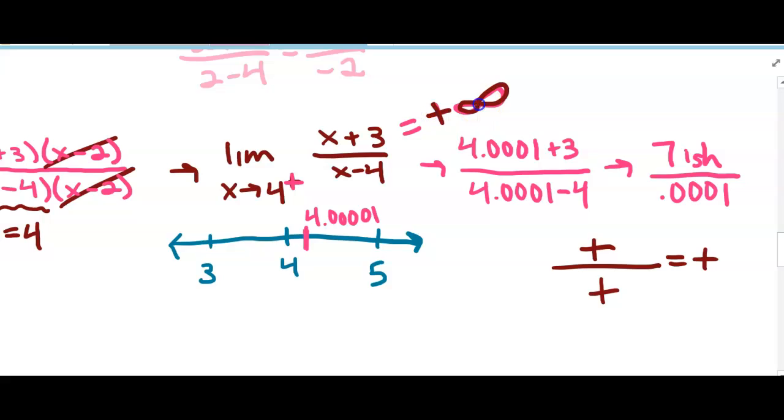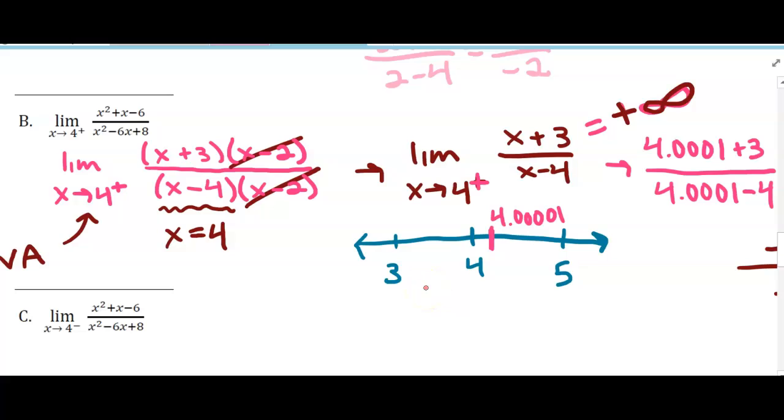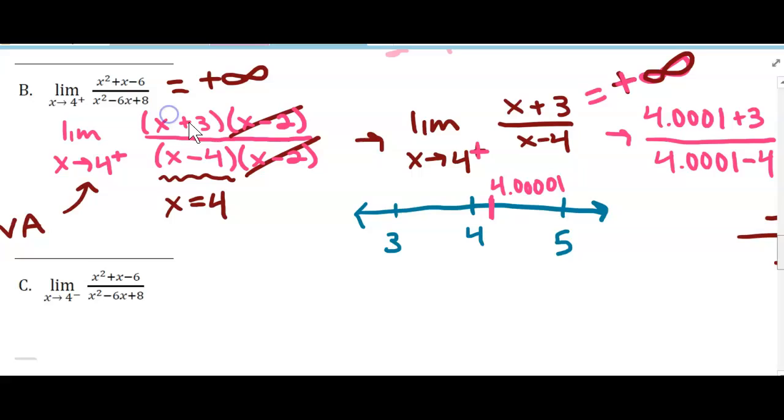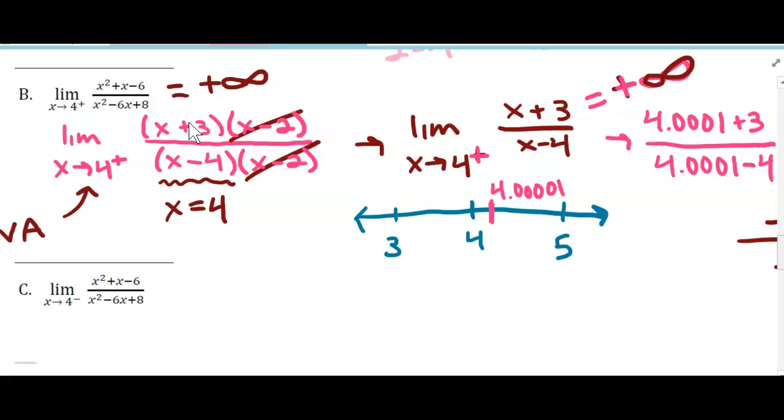And that would be my limit. If I'm looking at letter C, again, I have the exact same rational function. This time I'm approaching an x value of 4 from the left. Well, based on the work we've already done, we already know that there's a vertical asymptote at x equals 4.